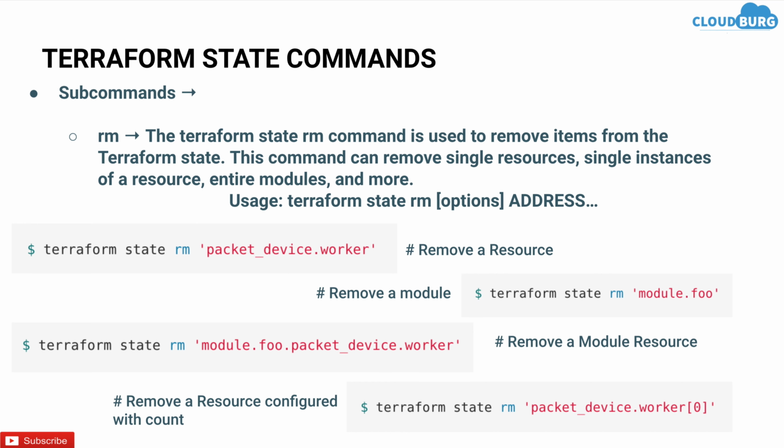module.resourcename.worker. And then we can also remove a resource configured with count. So suppose I have 10 instances with the same resource name and I want to delete the first instance. So I can simply run terraform state rm, resource name, and in the bracket 0.